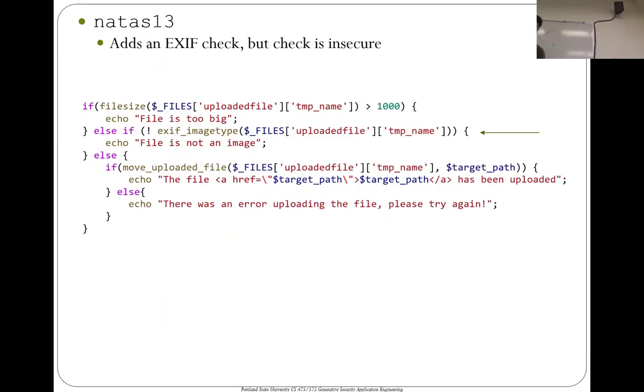So one of the fixes is Natus 13. It adds an EXIF check, but the check is insecure. So if you look at this, this is what they tried to do. They tried to use this EXIF image type function on the contents of that file, and it tries to detect whether or not the EXIF information in that file looks like an image.